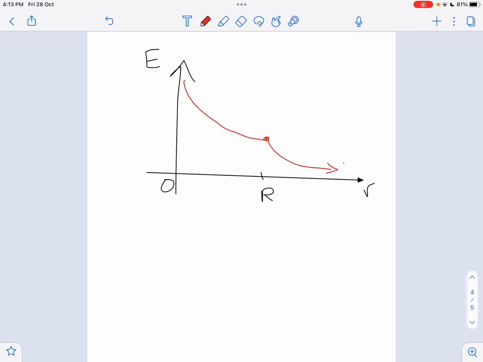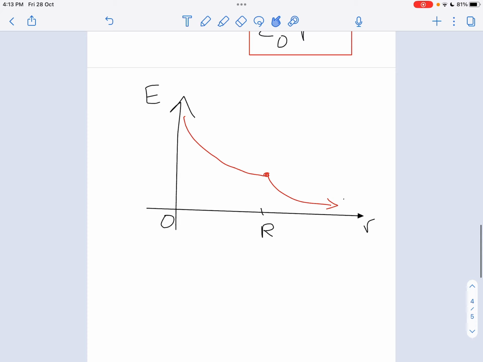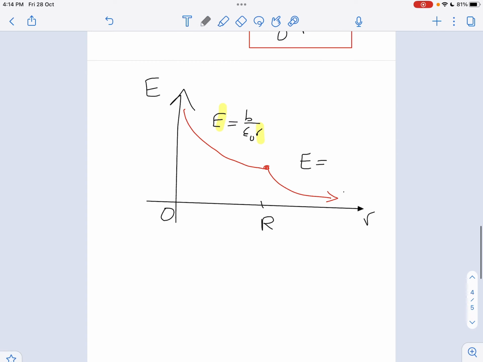So this is E in, which was equal to b over epsilon 0 r. You can see how E and r are inversely proportional. And the second one, E is equal to b capital R over epsilon 0 r squared. So you can see how E is inversely proportional to r squared. That's why the curve is going to be steeper. And that's the value at r equal to capital R here.